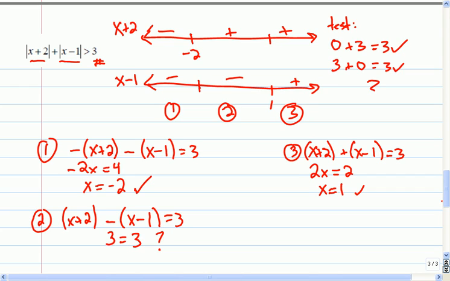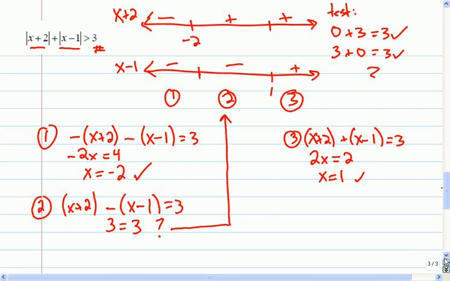But what does that 3 equals 3 mean? What do you think? Jackie, you... Parts of the graph overlap, just like when we looked at the systems of linear equations. So what part of the graph does this correspond with? So what values of x would that be? This equation came from region 2, yeah? Okay, so where is region 2? Region 2 is between these values here.